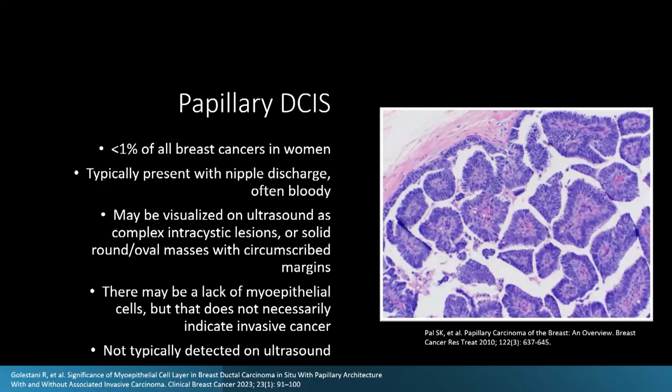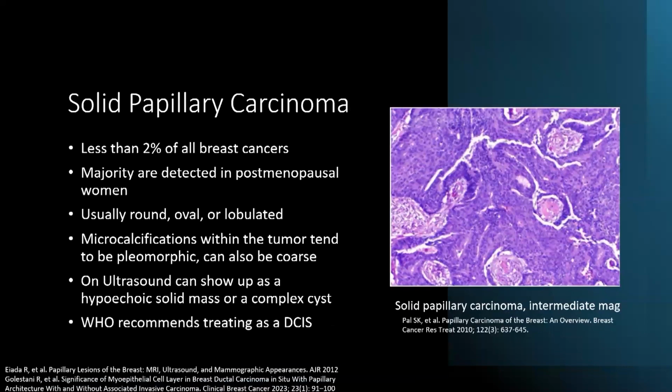And this is a nice study by Golestani that was published in Clinical Breast Cancer just this year, talking exactly about papillary DCIS and the papillary architecture with or without associated invasive cancer. Solid papillary carcinoma, less than 2% of all breast cancers. Typically, postmenopausal women, you may see something round, oval, lobulated. There may be calcifications within the tumor. They can be coarse or pleomorphic. On ultrasound, it may be a complex solid mass or a complex cyst. The WHO recommends that these solid papillary carcinomas be treated as ductal carcinoma in situ.